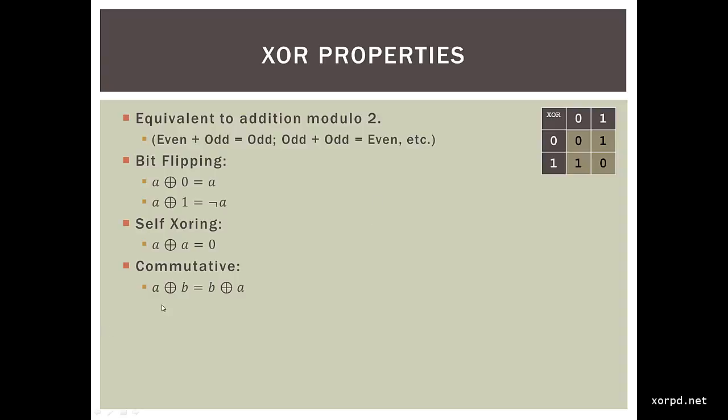Commutative. A XOR B equals B XOR A. This can be seen by the symmetry around the main diagonal in this table. Associative. A XOR B XOR C equals A XOR B XOR C. By thinking about the equivalence to addition modulo 2, this is pretty obvious because this kind of law works on usual addition. Therefore, it should work on XOR too.